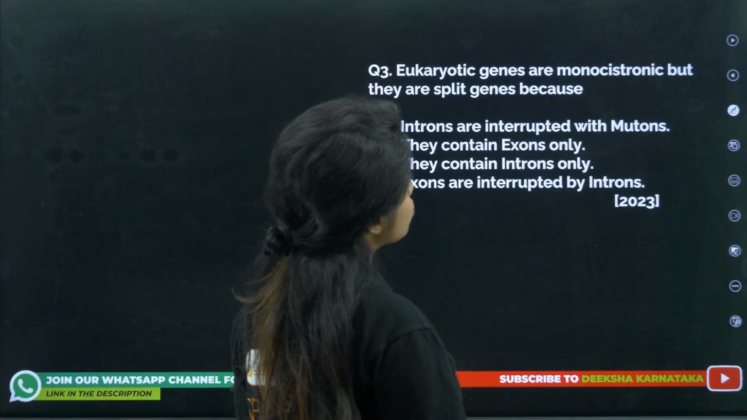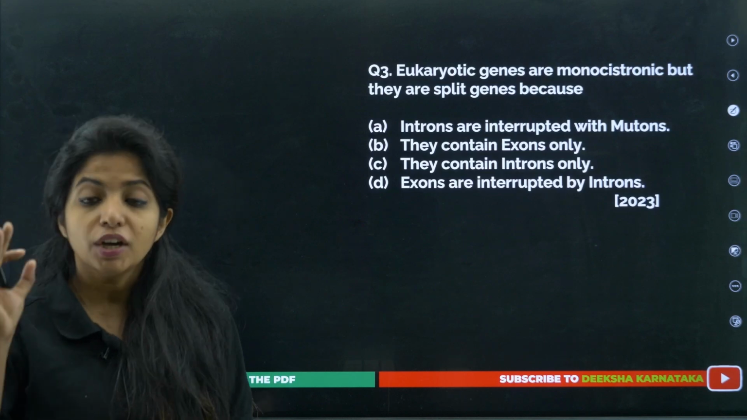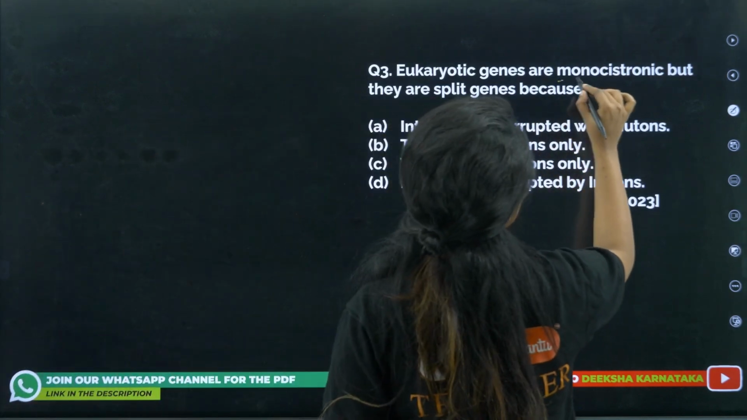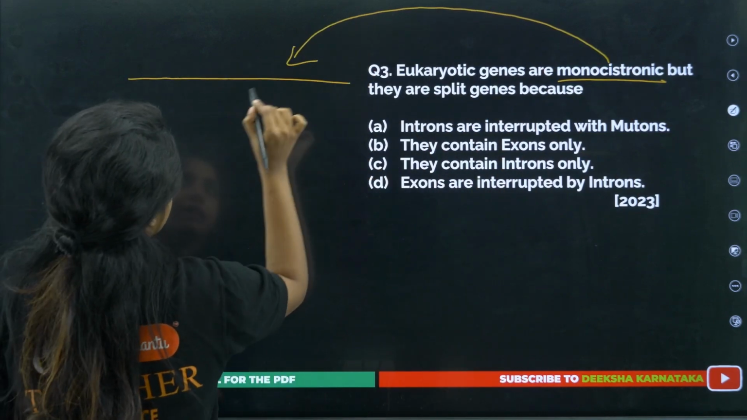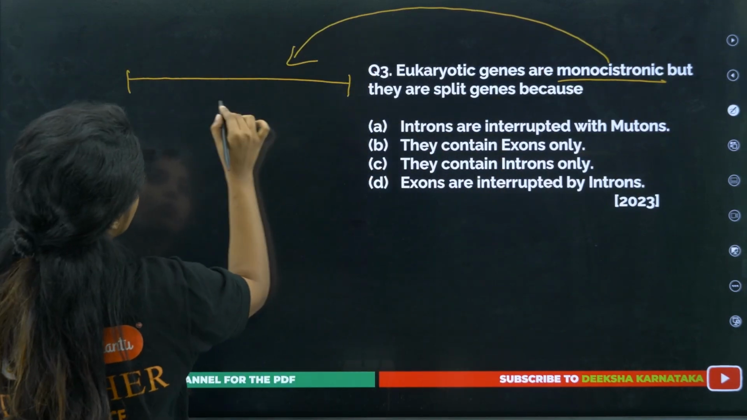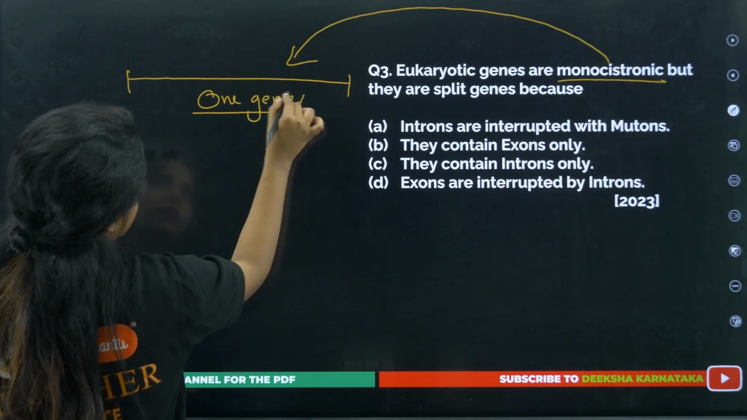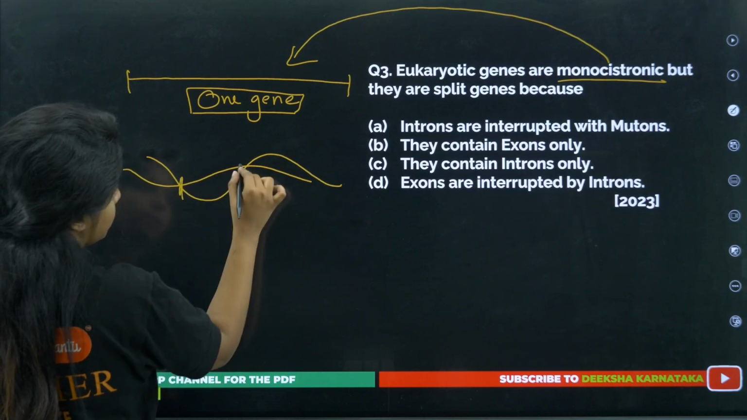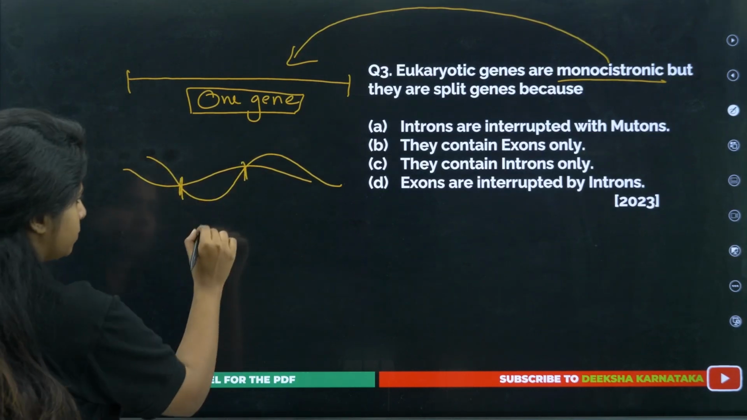Eukaryotic genes are monocistronic, but they are split genes because, what do you mean? First thing, eukaryotic genes are monocistronic. What do you mean by that? Monocistronic means that if I say this is DNA, there will be only one gene in a transcription unit. For example, this is the DNA, and this is the place where transcription is going to take place. This will contain only one gene, my dear children.